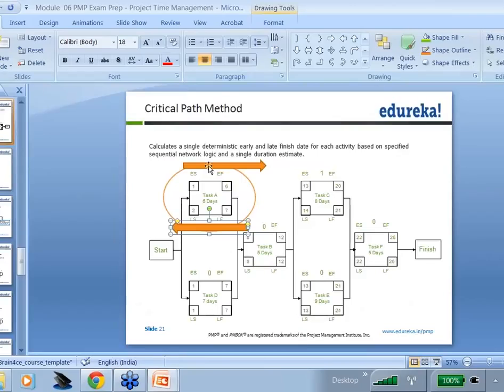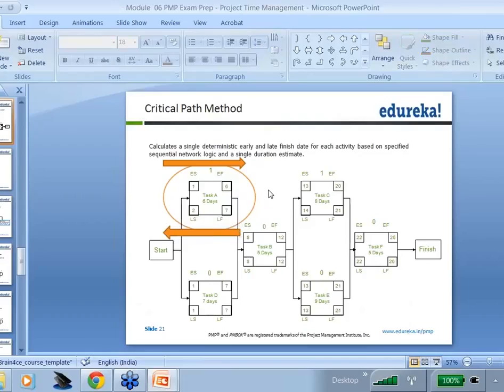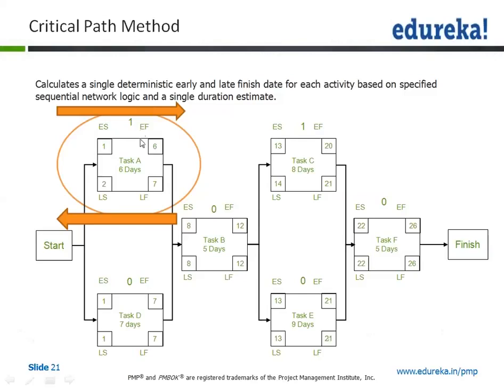So let me first now repeat what I have shared with you. The task A is the activity name. That is the amount of slot this task has, which is 6 days. ES is early start, EF is early finish, LS late start, LF late finish.